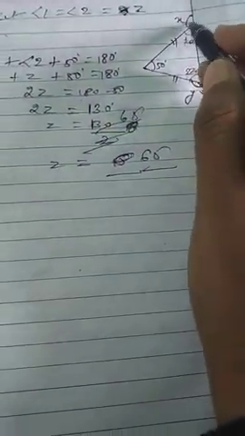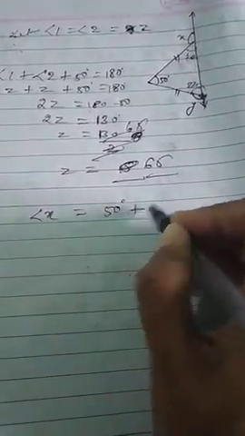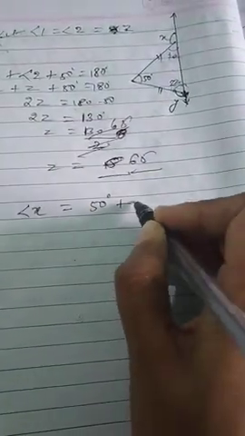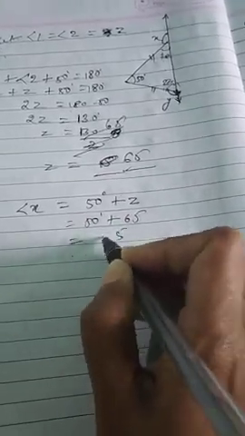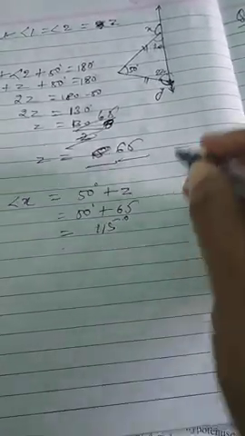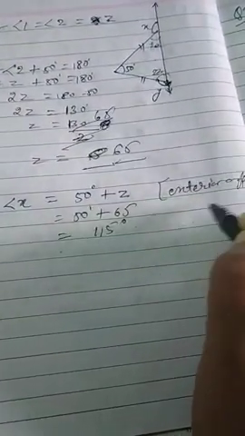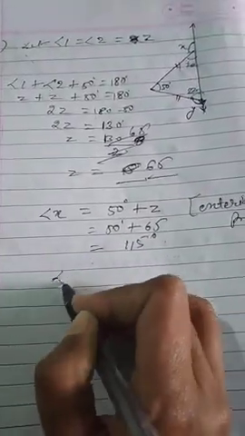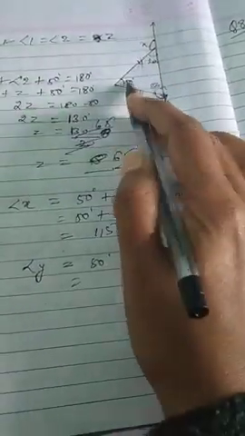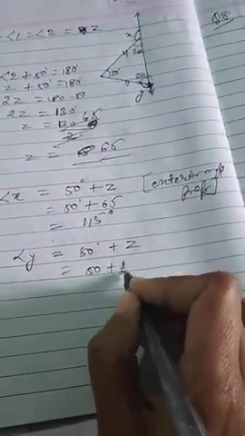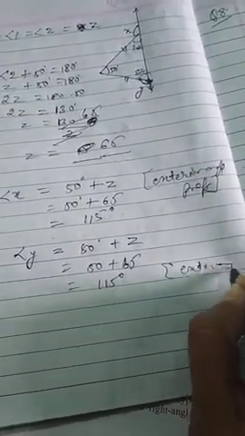Now we have to get this value of x. So you know angle x will be equal to 50 degree plus this one z, that is 50 degree plus 65, that is equal to 115 degree, angle x. Here you can give the reason exterior angle property. Okay, now angle y will be equal to what? 50 degree plus z. These two are opposite, so this also 50 plus 65, that is equal to 115 degree. Here also same reason, exterior angle property.